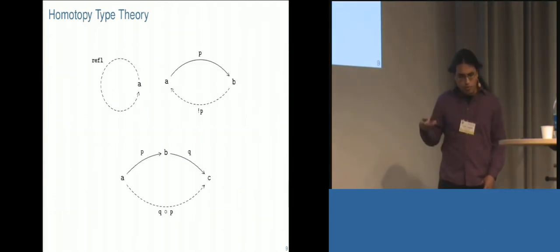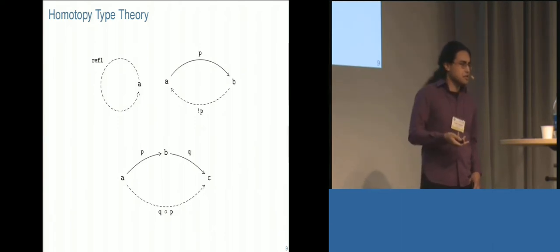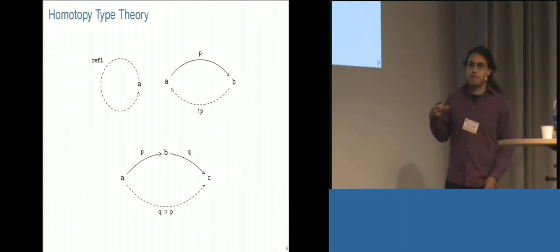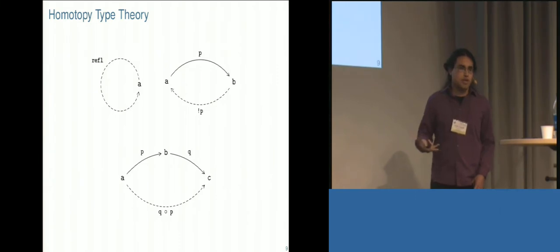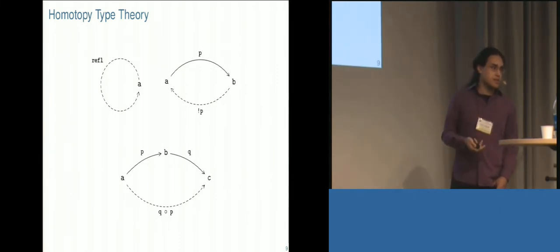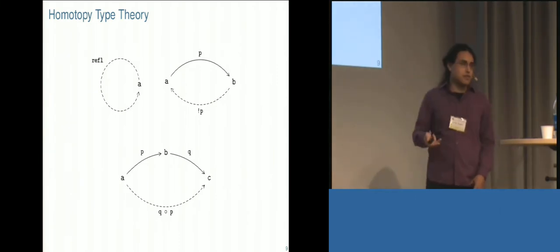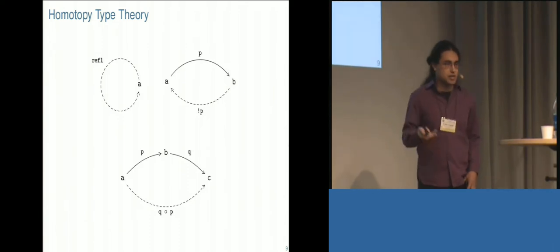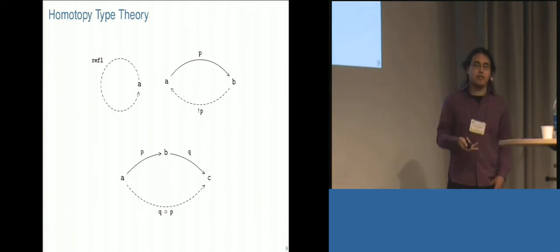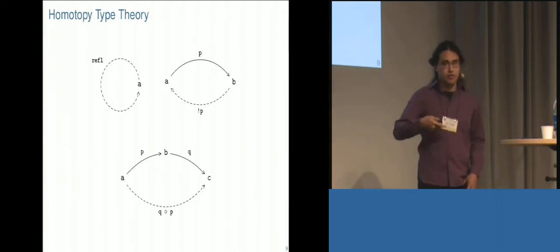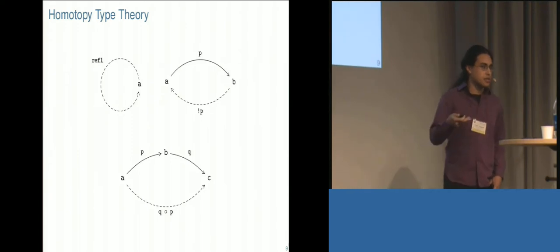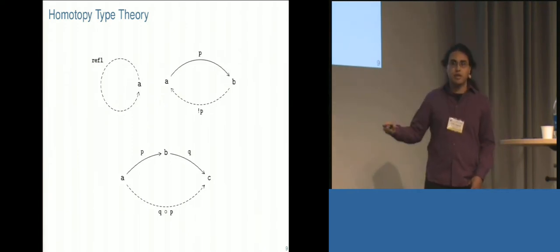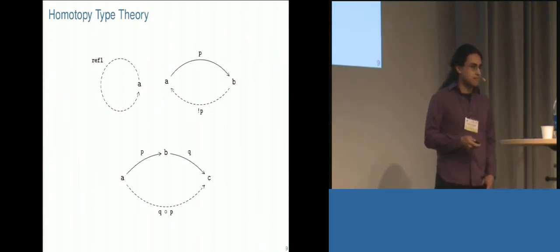Okay, so what things are true about these identifications? Well, they're reflexive, symmetric, and transitive, because we expect equality to be. So, for example, if P is an identification of A with B, then !P, which is how I write inverses, is an identification of B with A. And so these are called the groupoid operations, and they satisfy groupoid laws, like that refl is a unit for the composition, and so on.